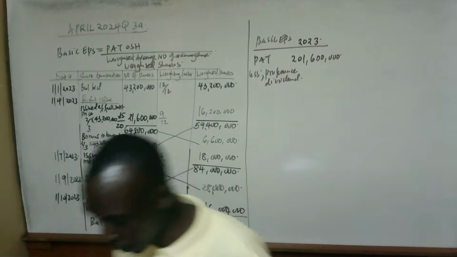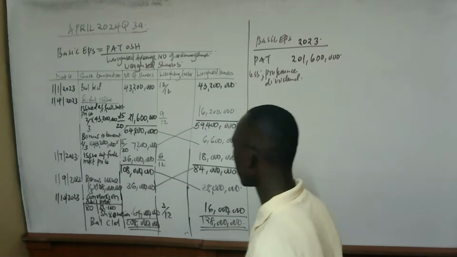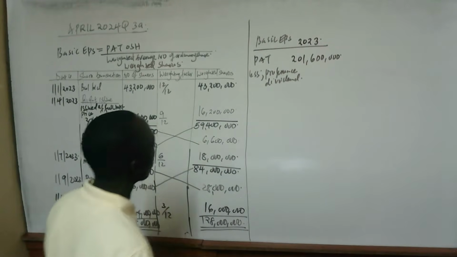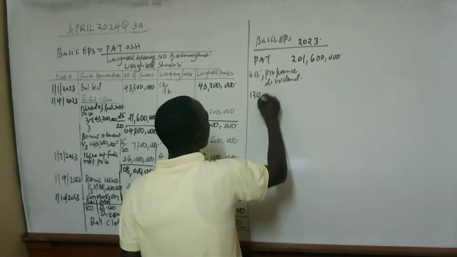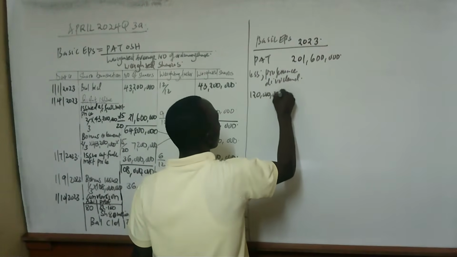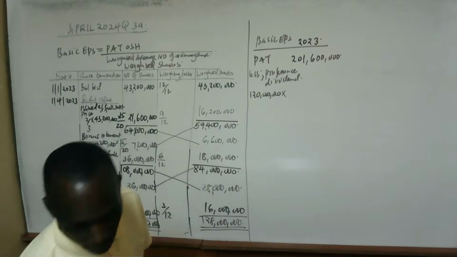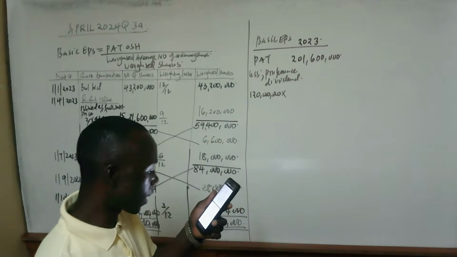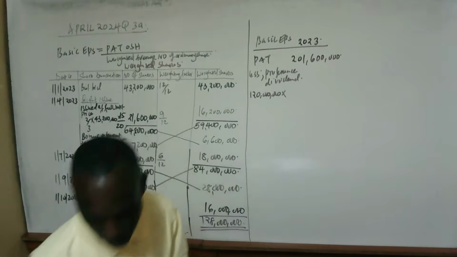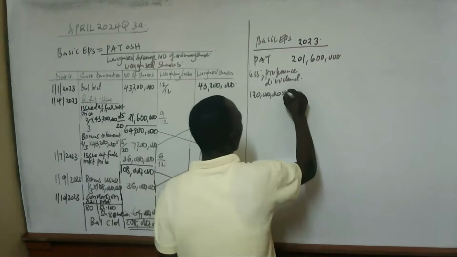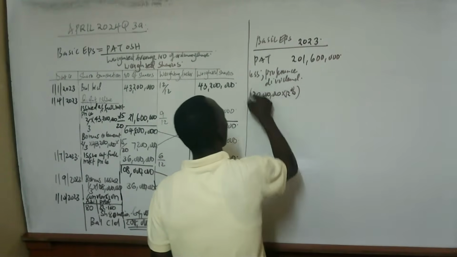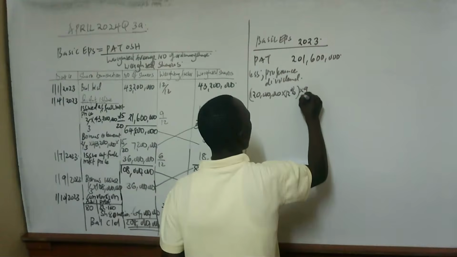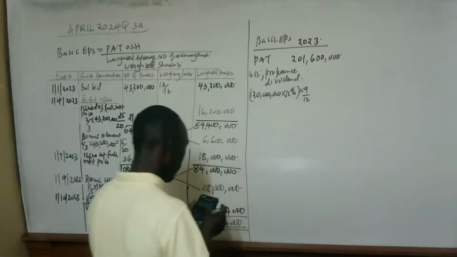How are we going to compute the preference dividend? Remember, before the conversion, the total amount was 120 million. So 120 million, then we multiply by the interest rate. The interest rate in this case, we were given 12%. Then from there we multiply by a period of 9 out of 12. So therefore, how much are we having?